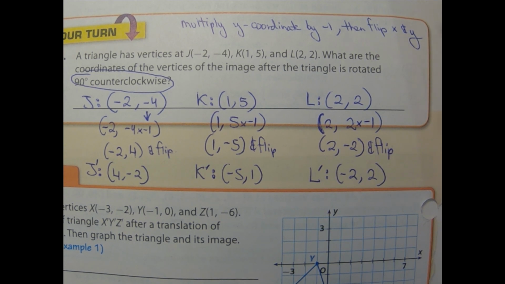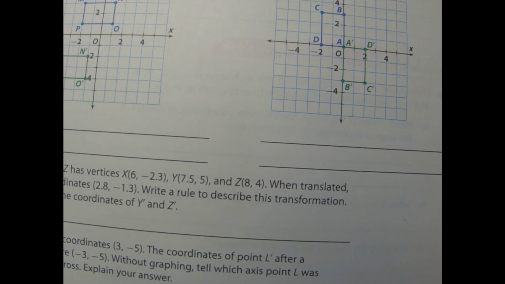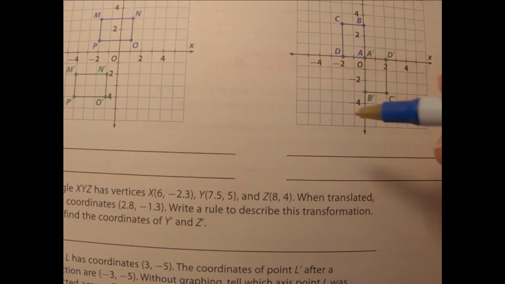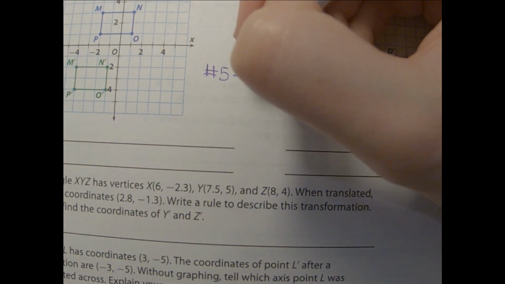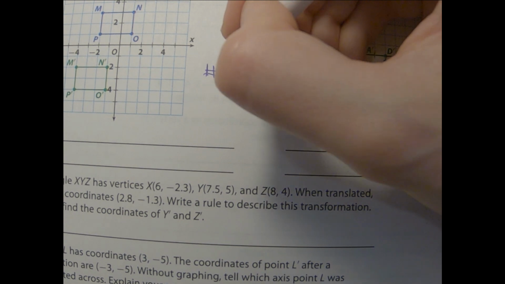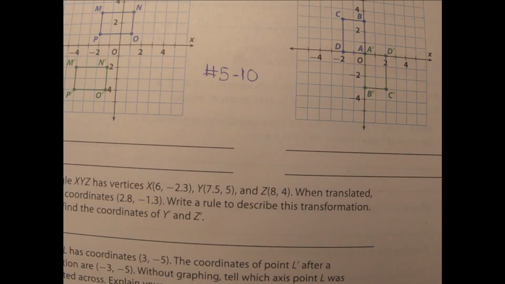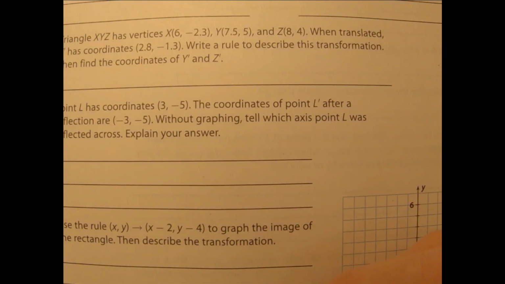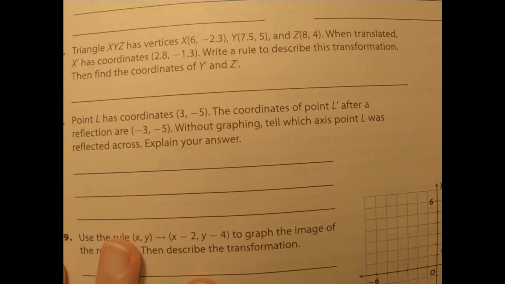So all you're doing is following the rules that are given to you about translations, rotations, and reflections. And you're going to go ahead and try that on your homework. We're going to try numbers 5, 6. Sorry, I'll write that down here for you. Numbers 5 through 10. And just take your time on number 10 because 10 is asking you to focus on the half units as well. Okay? Good luck.